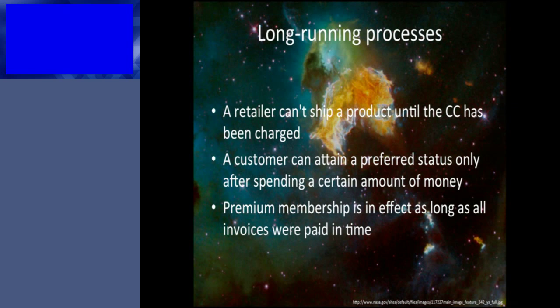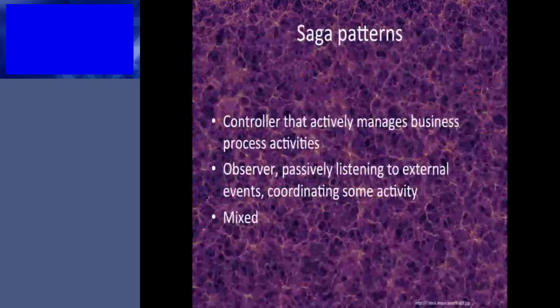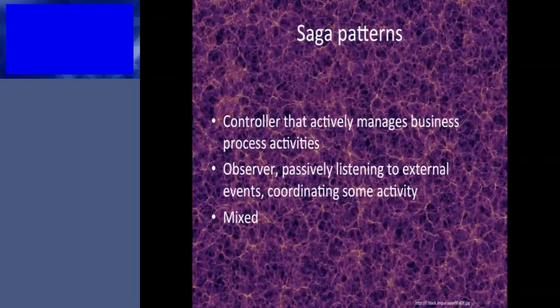It processes a stream of external events, and therefore it has to be stateful. Long-running means it's stateful. And then NServiceBus provides us with facilities to manage the state and to encapsulate the business logic that handles the transition between steps. The community has established a number of patterns around the saga, with two main ones. The first one is a controller that actively manages some business-related process activity.